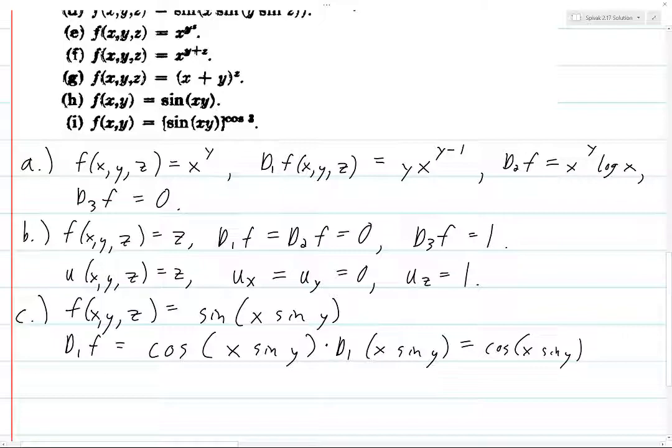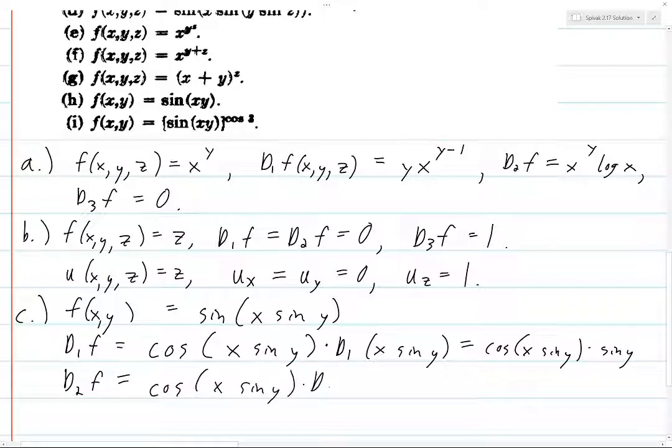And then if we take x sine y and take the derivative with respect to x, well, sine y is just a constant, and the derivative of x is 1, so you end up just multiplying by sine of y. d2 of f equals, oh, this is only a function of x and y, so there's no z. If it were a function of x, y, and z, then the derivative with respect to z would just be 0. Anyways, for d2 of f, we get cosine of x sine y.